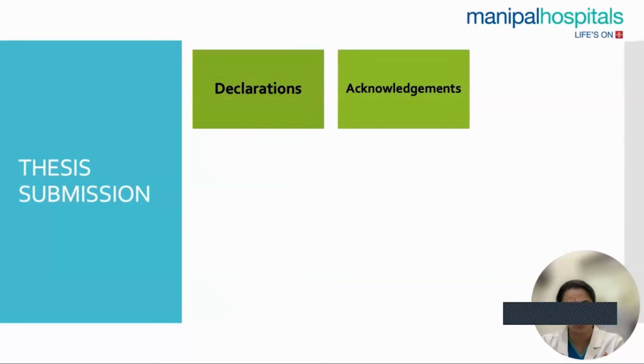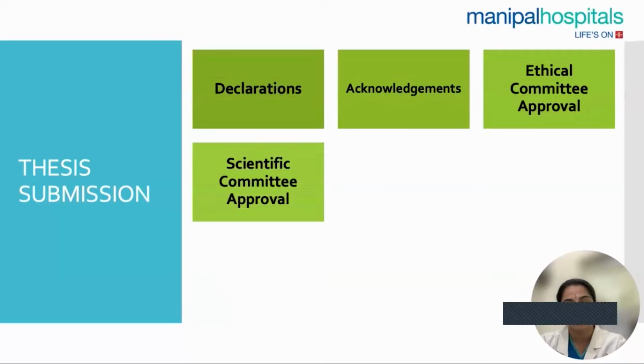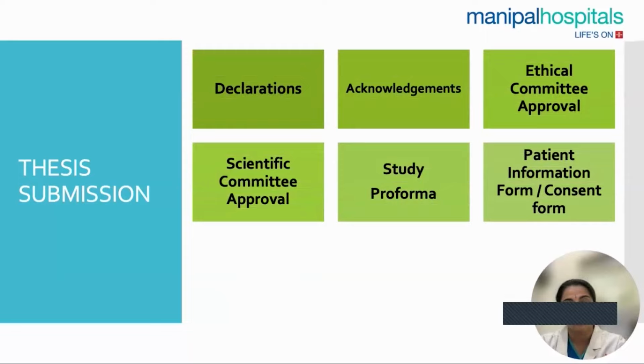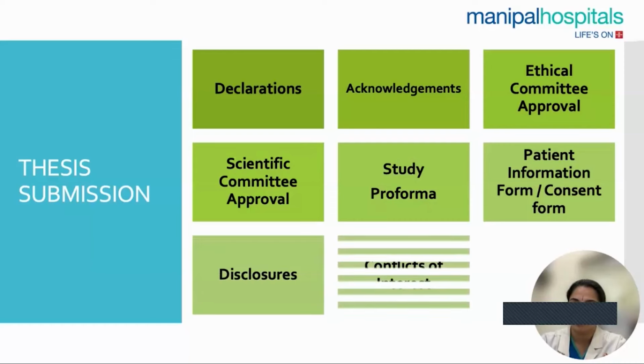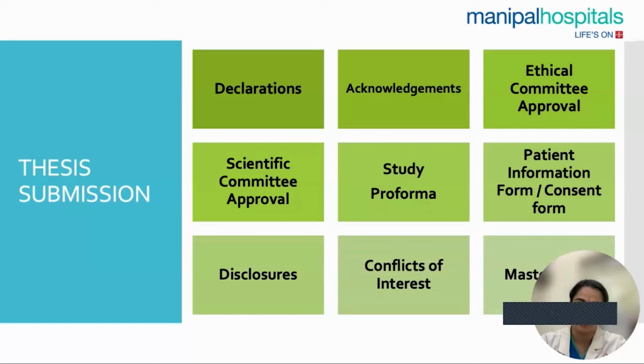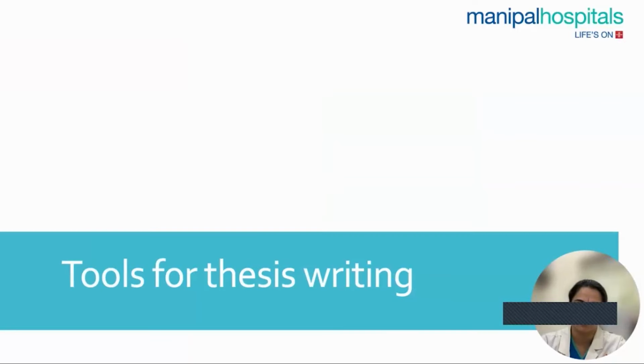You would like to acknowledge other people who helped you come with data collection, analysis, etc. The ethical and the scientific committee approval letters. It should contain the study pro forma, the patient information form or the consent form pro forma, and if it's possible, if asked for, you should be able to provide the forms collected for each patient. Disclosures and conflicts of interest, and it should also contain the master chart.